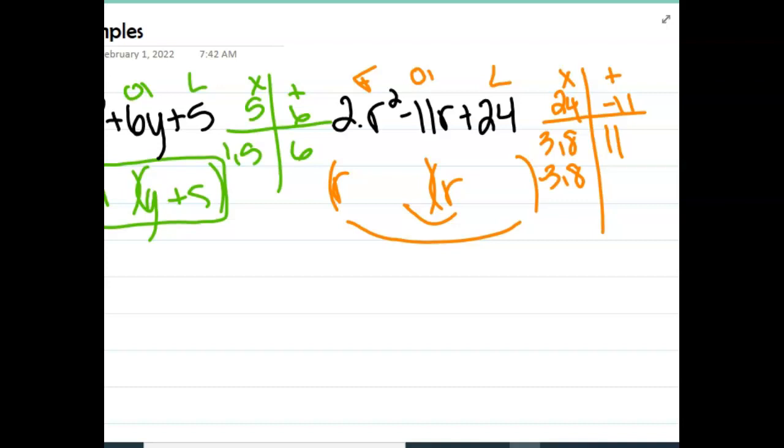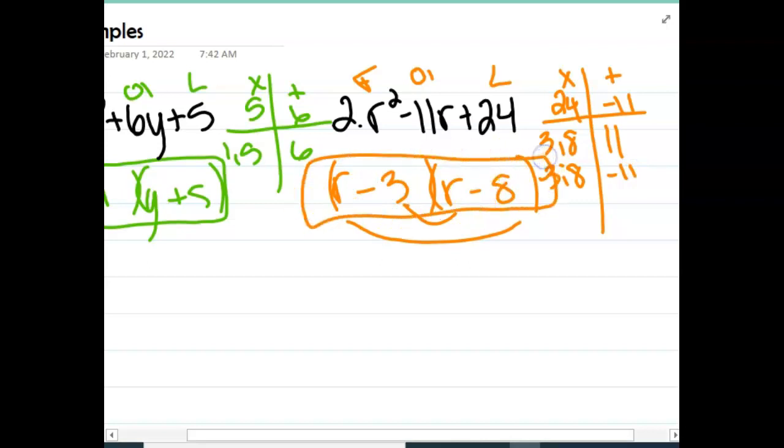How could I get a positive 24? Negative 3 and negative 8, they're both going to have to be negative. The way you get a positive answer when multiplying, they either both have to be positive or they both have to be negative, right? And negative 3 and negative 8 give me negative 11. So it's going to be r minus 3, r minus 8.